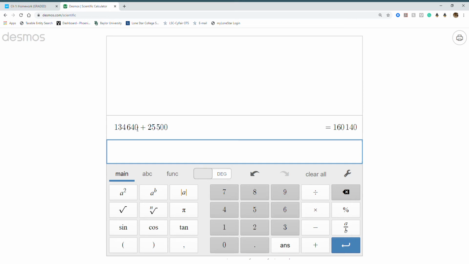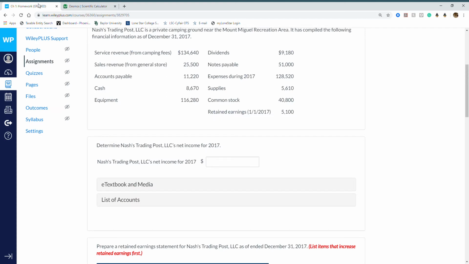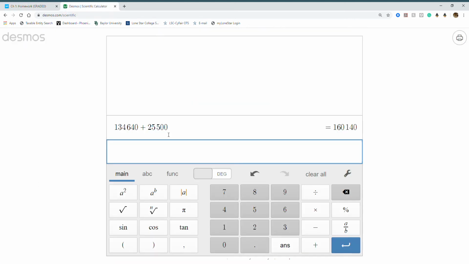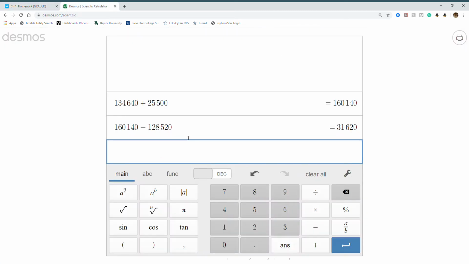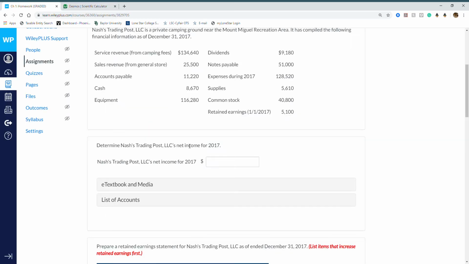Don't worry if your numbers do not match mine. They are algorithmic, meaning we're still going with the same principle, just different numbers. Next, we subtract our expenses. They totaled them all up for us, so this is the number I'm going to subtract: 128,520. Make sure I got the right number. Yep. So we had a net income of $31,620 for this company.